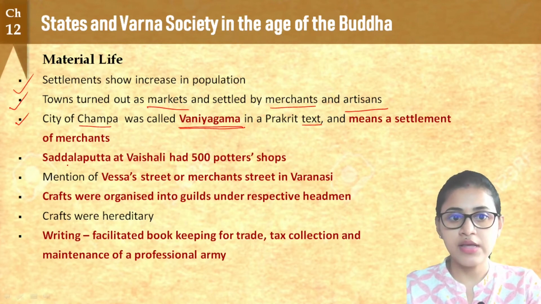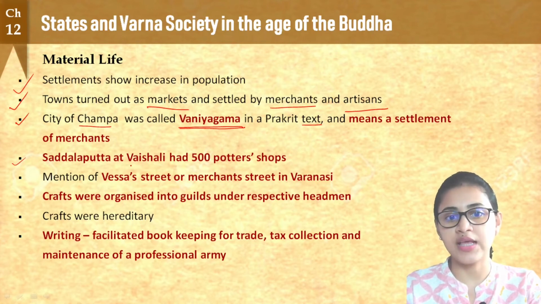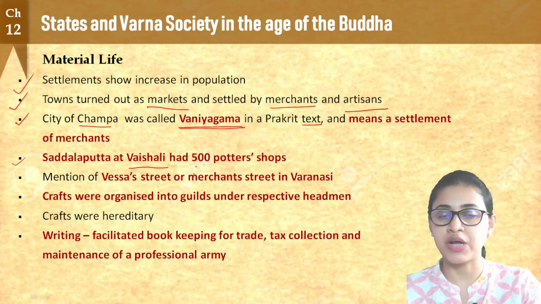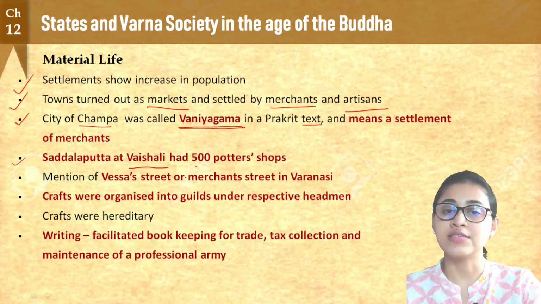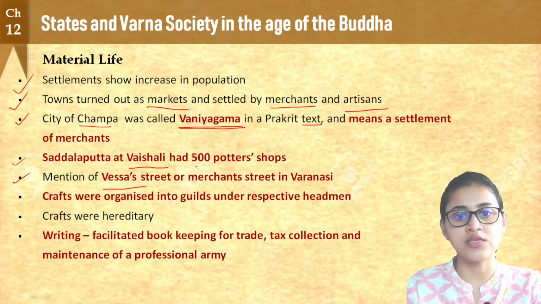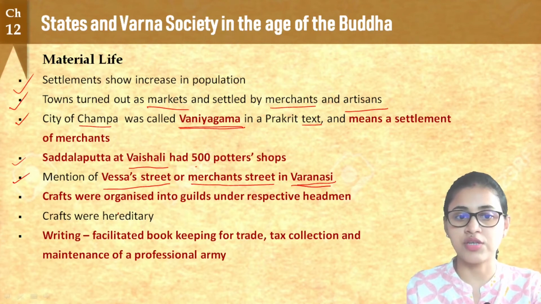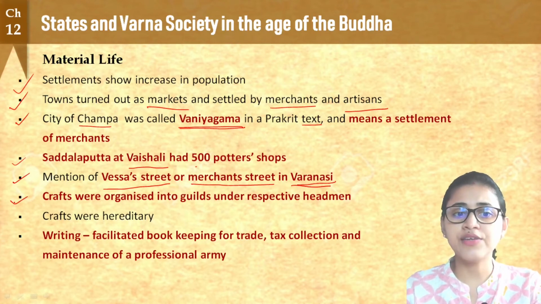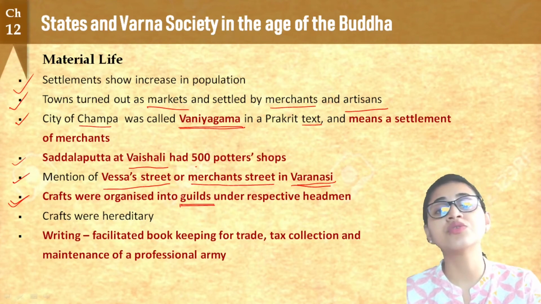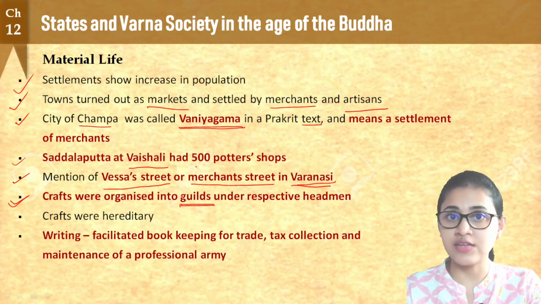Then Saddalaputta, a place at Vaishali, had around 500 potters' shops. These are mentioned in the different Pali texts, Prakrit texts, or the Brahminic or Sanskrit texts of this period. Then we also have the mention of a Vesa street, which means a merchant street, in Varanasi. The different craft activities were organized into guilds. What are guilds? Guilds are organizations or associations of people having similar interests.